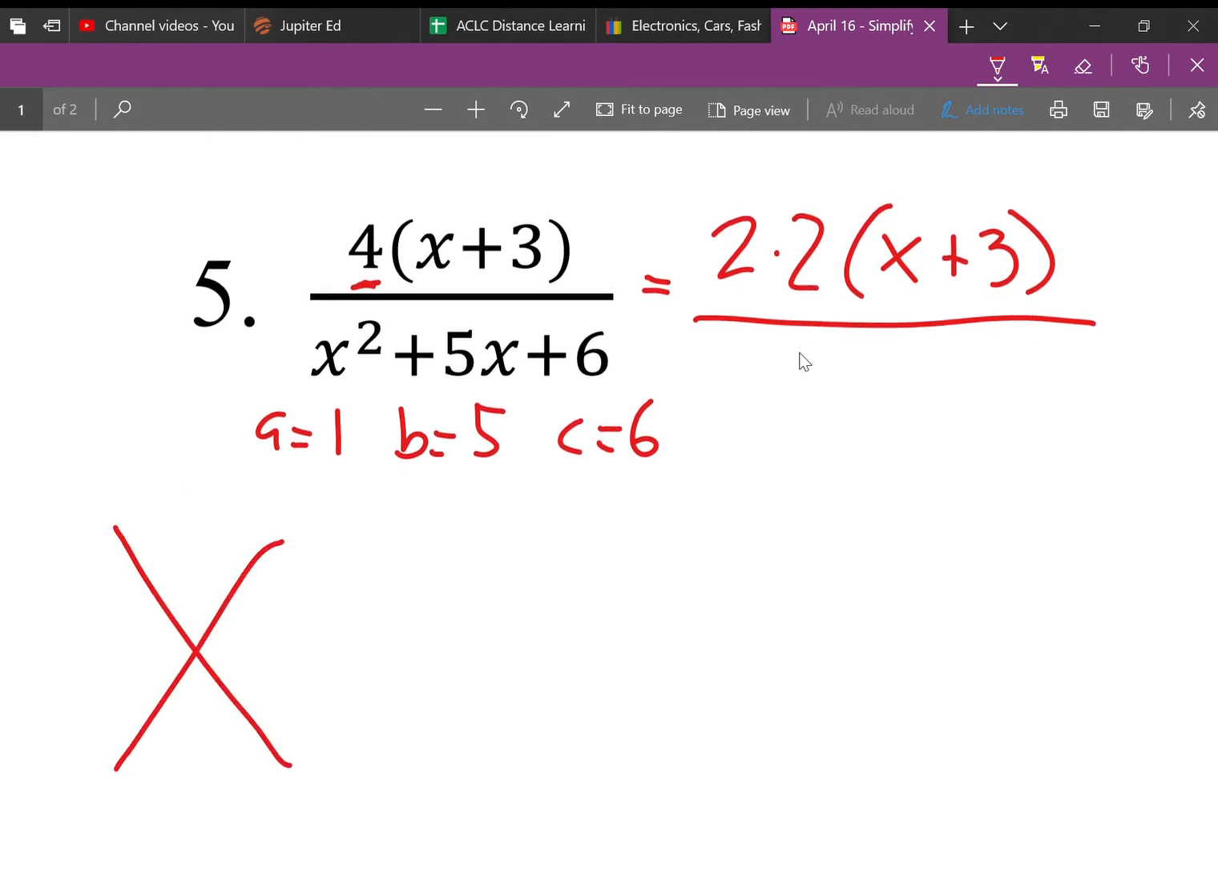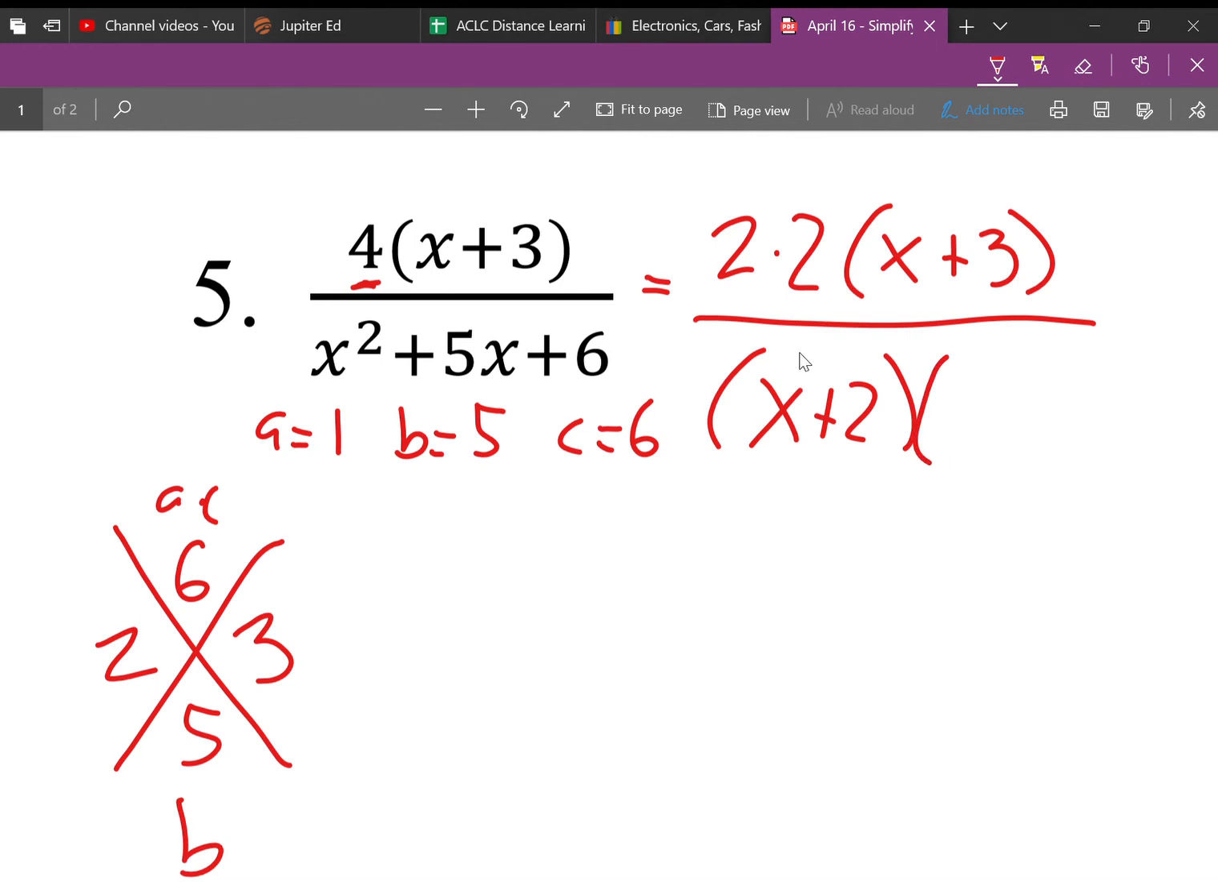Using my x, a times c is 1 times 6, which is 6. B on the bottom is 5. And the numbers that work here are going to be 2 times 3, because 2 times 3 is 6, and 2 plus 3 is 5. So in my factored form over here, I'm going to have x plus 2 and x plus 3.